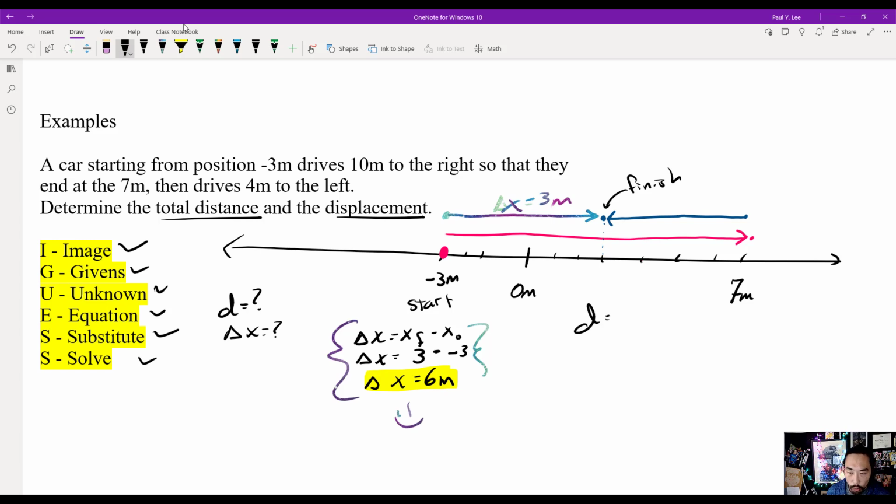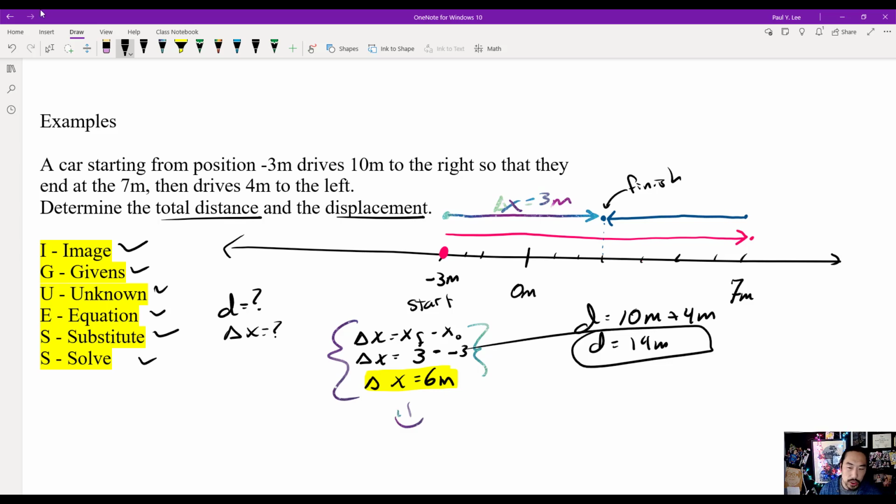Now let's solve it for the distance. Distance is just the total sum of everything that you traveled. So the first length of travel was 10 meters, and then we traveled a total of 4 meters. Okay, so it'll just be a total distance of 14 meters.